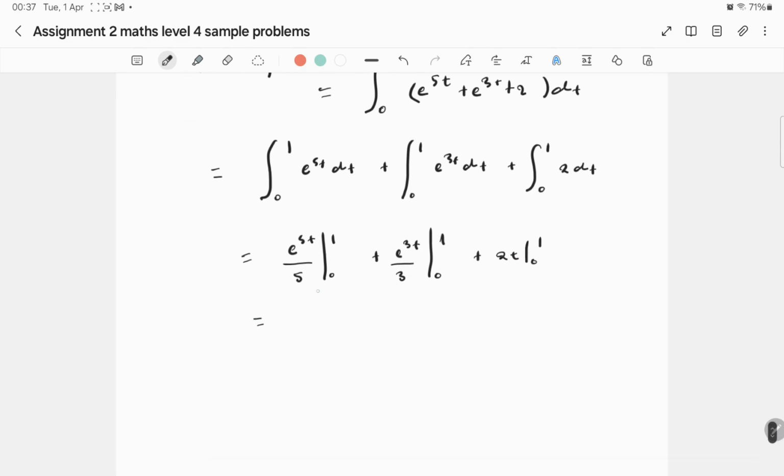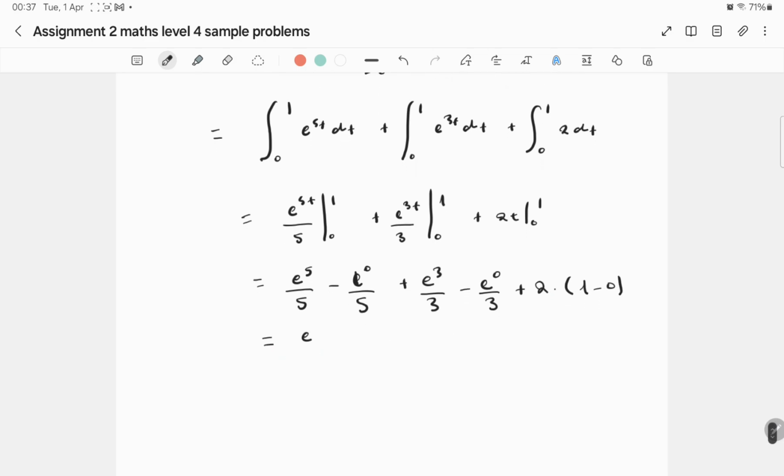I evaluate each one of the functions at the two boundary points. So that's e to the power of 5 over 5 minus e to the power of 0 over 5 plus e to the power of 3 over 3 minus e to the power of 0 over 3 plus 2 times 1 minus 0. So that's e to the power of 5 over 5 minus a fifth plus e to the power of 3 over 3 minus a third plus 2.